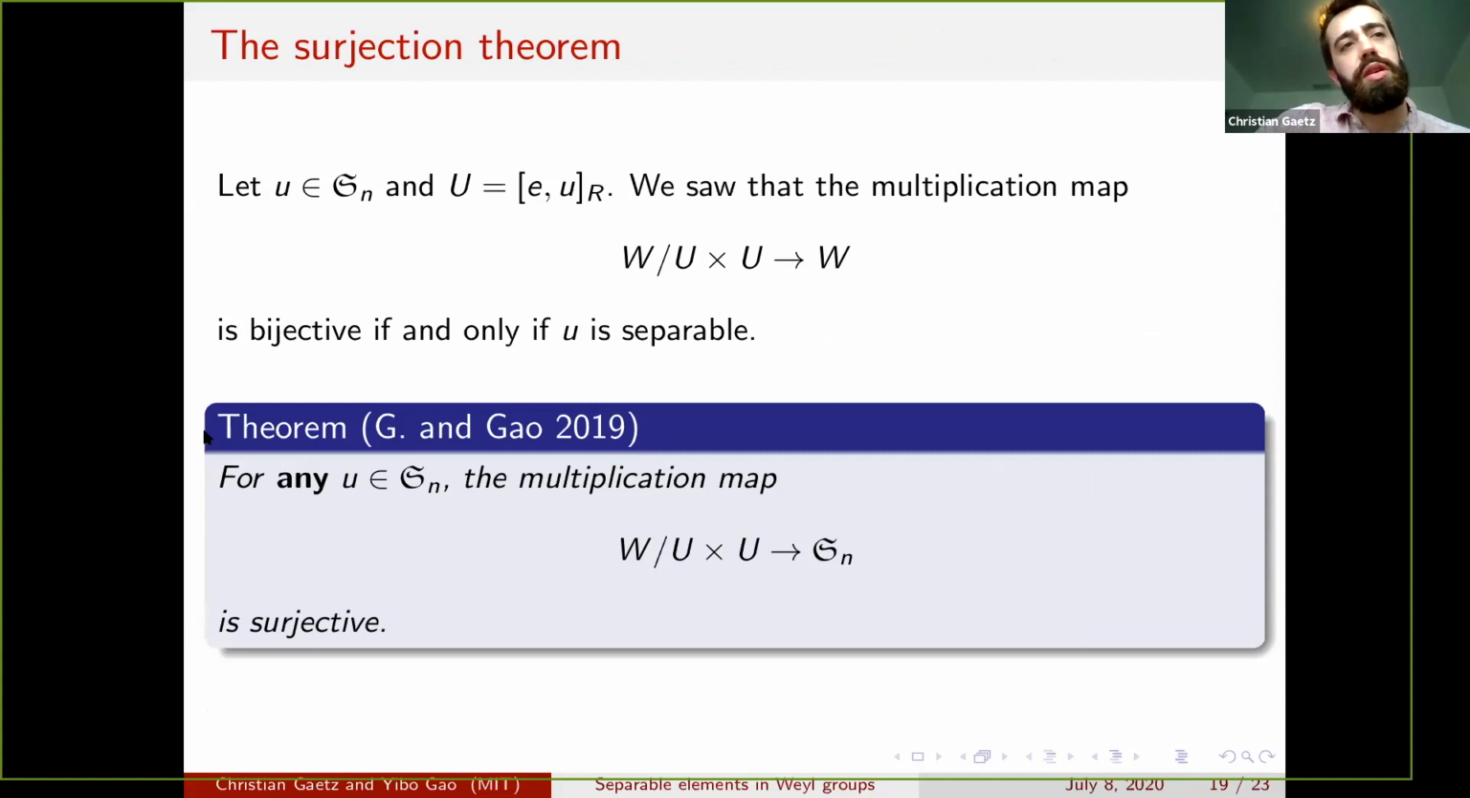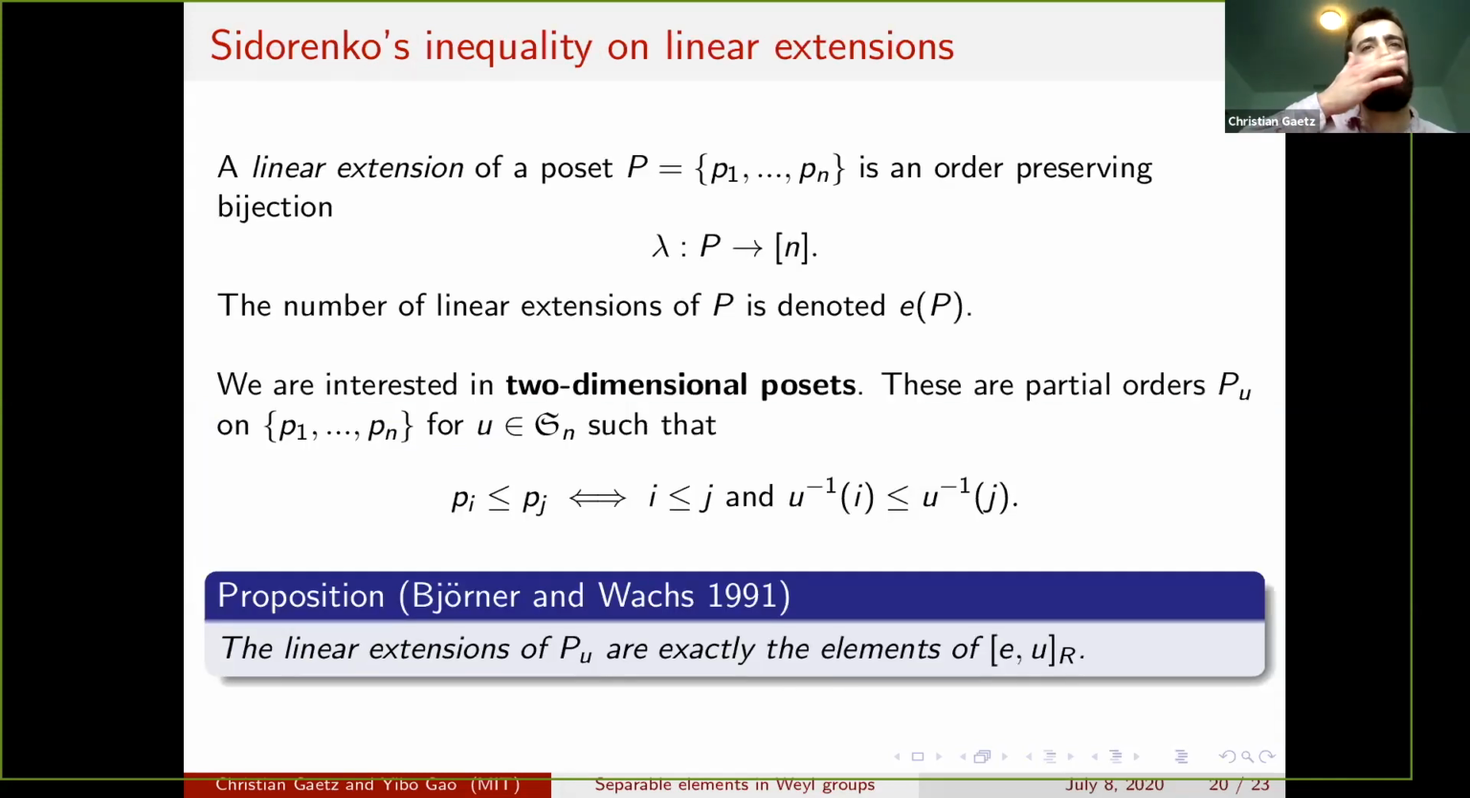So we proved this theorem, which is quite simply stated, but was actually probably the most difficult thing we did, which is that for any U, not necessarily separable, in the symmetric group, this multiplication map is surjective. Okay, and as an illustration of the utility of this theorem, we'll apply it to resolve a conjecture about linear extensions of posets, or I should say an open problem.